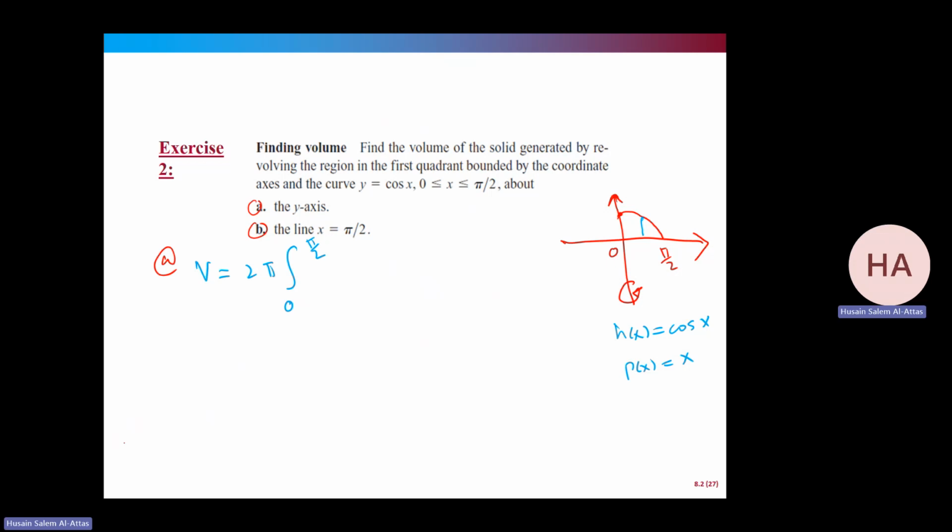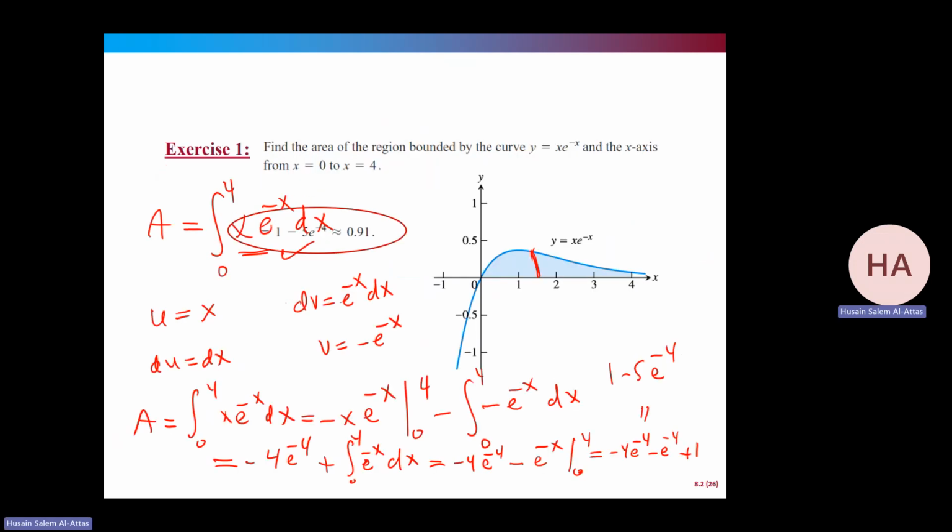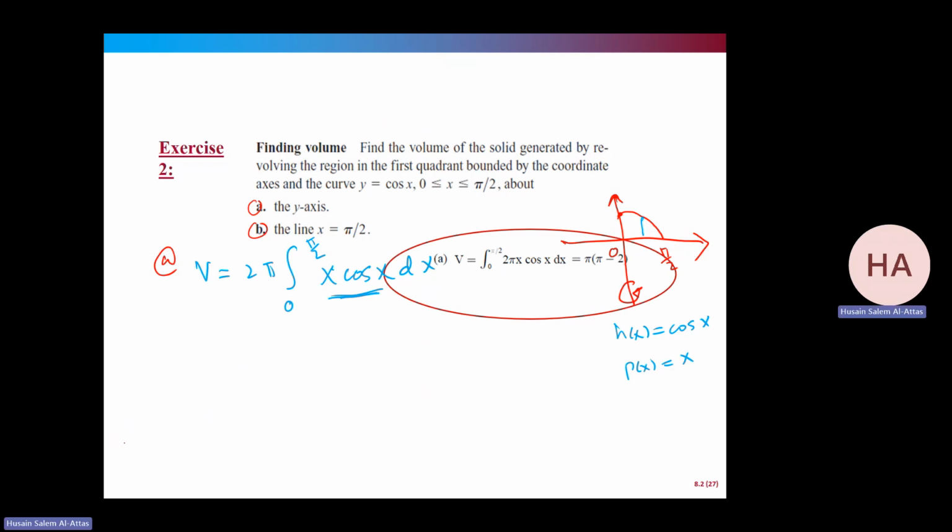x cosine x dx. Now I need integration by parts to do this integration. That's mainly the idea. So that gives me what? By the way, it was the answer, exactly the same. Okay. So let me do the calculation. That will be 2 pi and integration by parts here. So I have u equal x, dv equal cosine x dx.